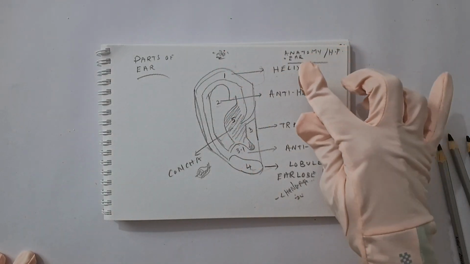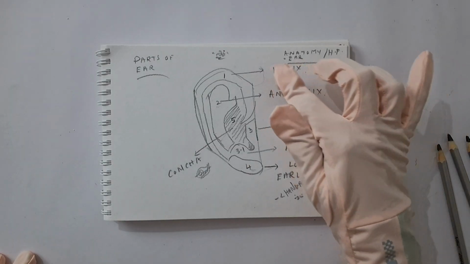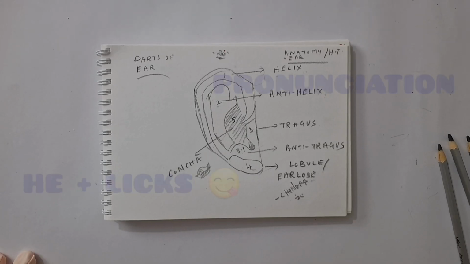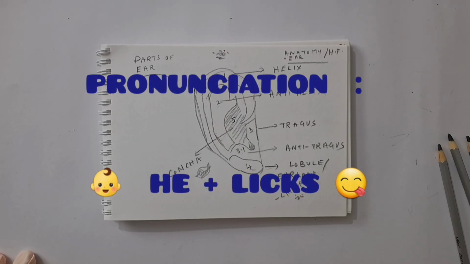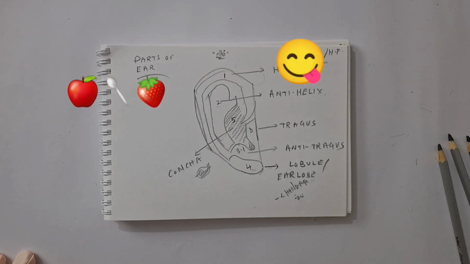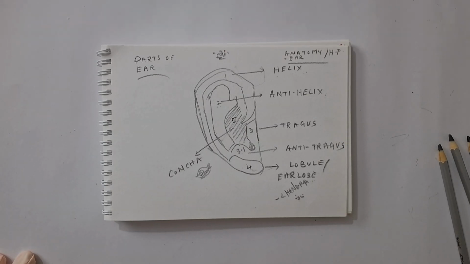One, you can see helix. It is pronounced as helix, like how you say, there is a little boy, he licks the spoon containing jam. He licks. That is how it is pronounced. The outer folded part here is the helix.